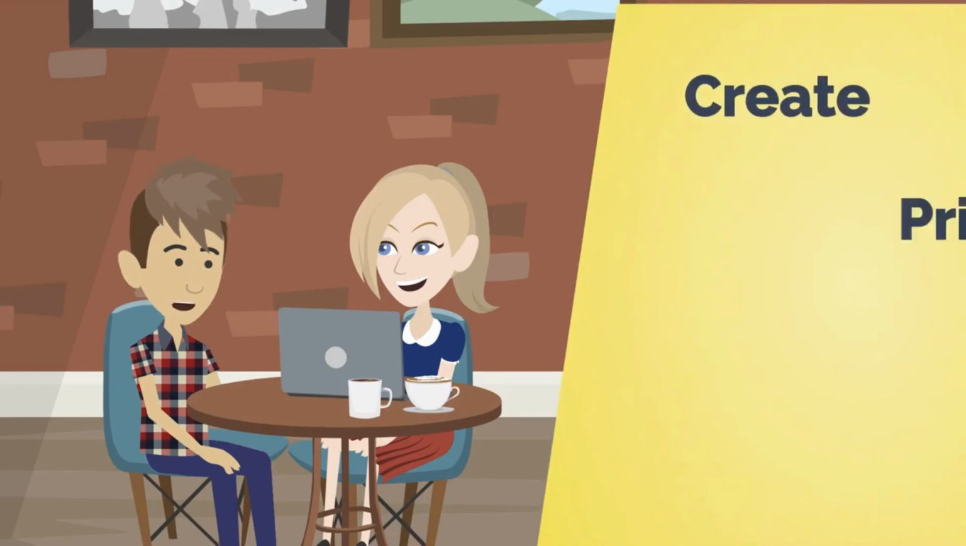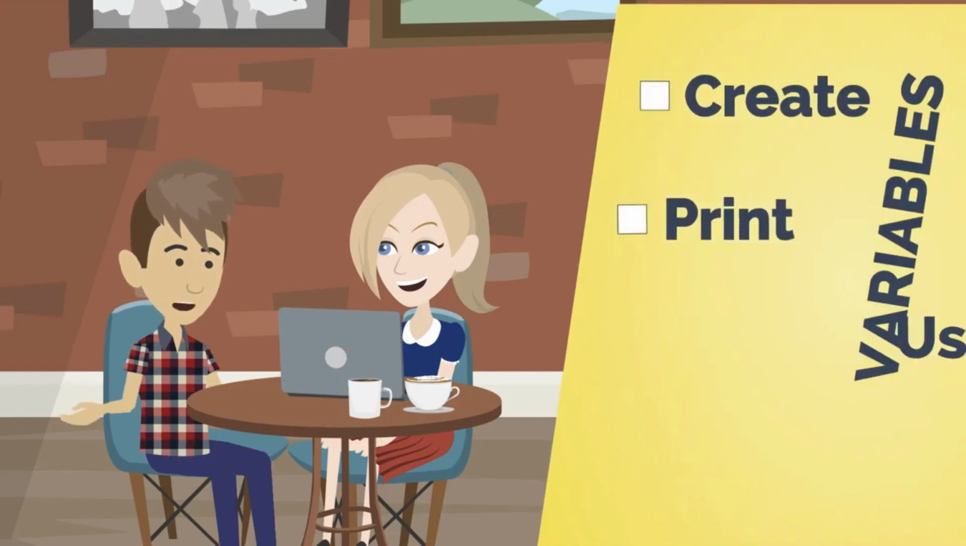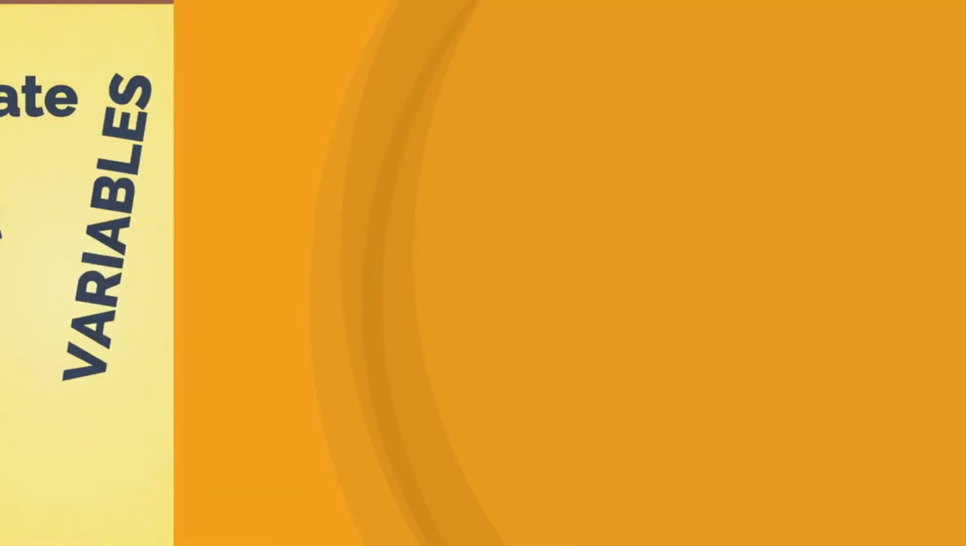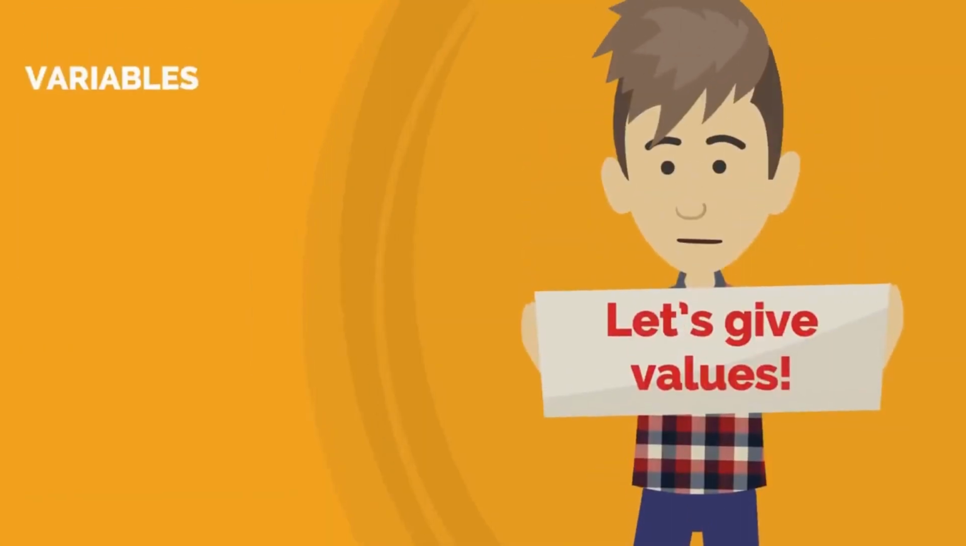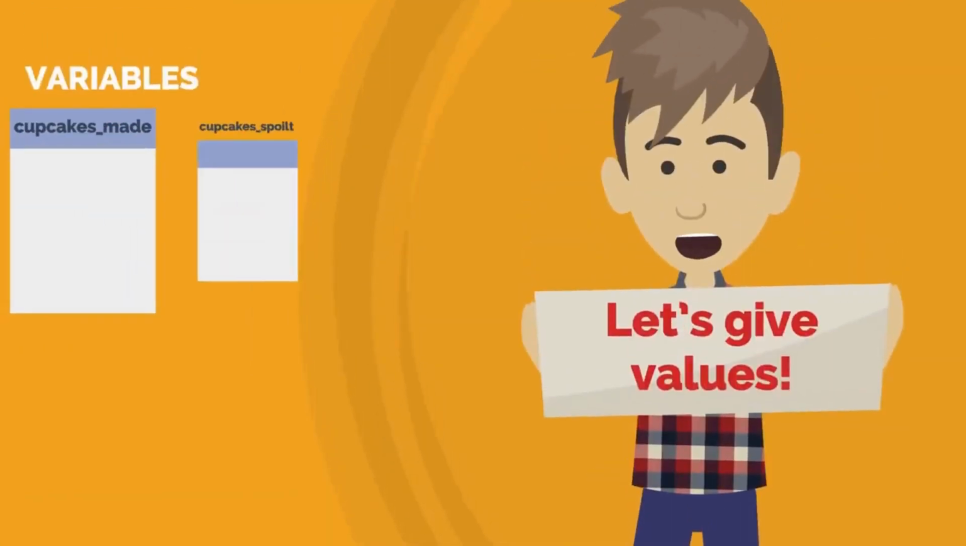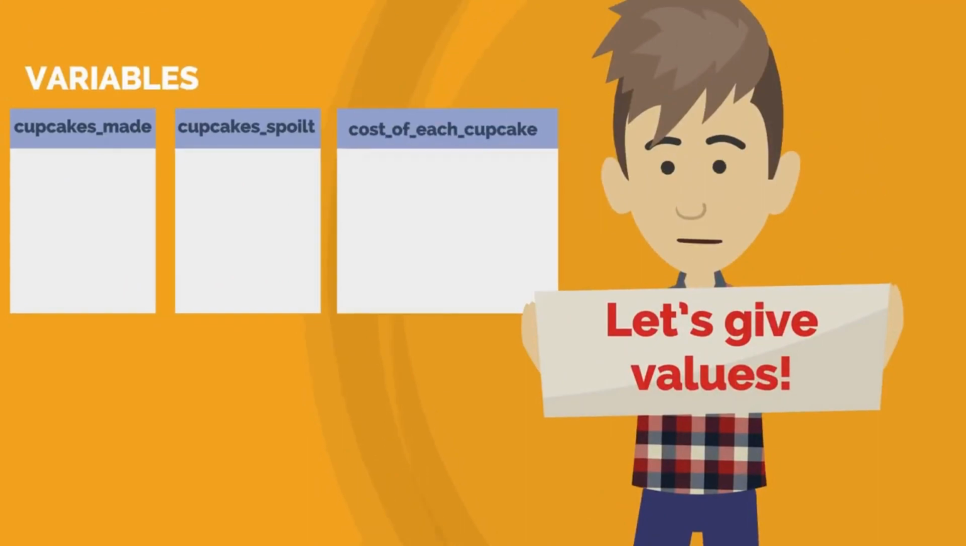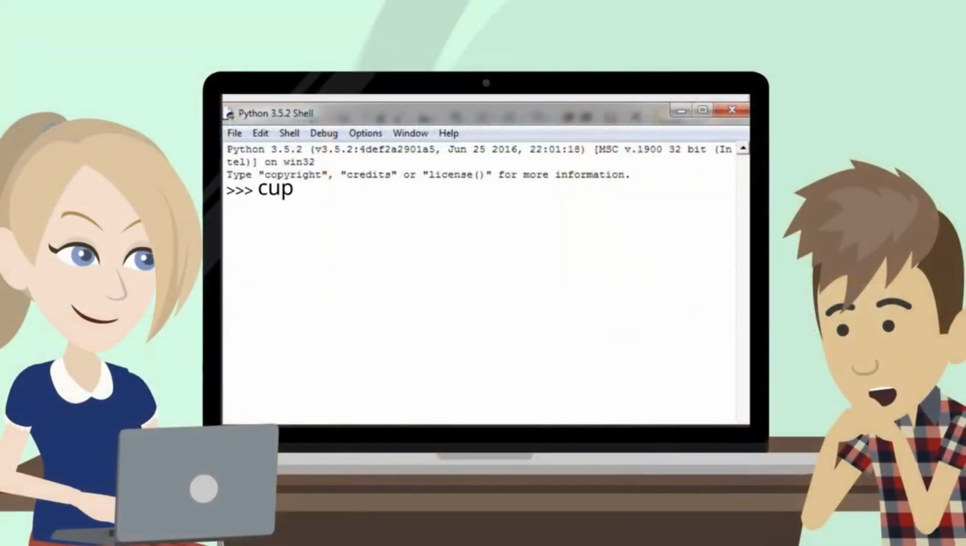So you know how to create and print variable names. Let's see how to use them. Let's give values to each of our variables: cupcakes made, cupcakes spoiled, and cost of each cupcake. Enter the following.